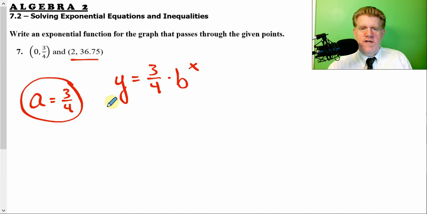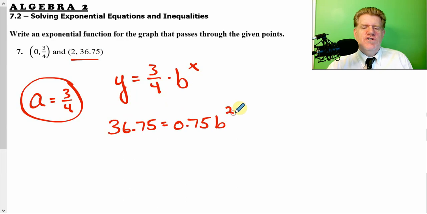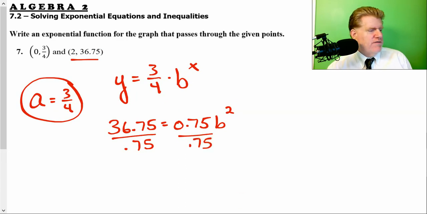Now I'm going to use this point to find my b value. So 36.75. Now if that's a decimal, we might as well make 3/4 a decimal. Remember 3/4 is 0.75. And my exponent would be 2. So I'm going to divide both sides by 0.75 and see what I end up with. When I divide that by 0.75, I end up with, nicely enough, 49. Oh, there we go. So what does b equal?